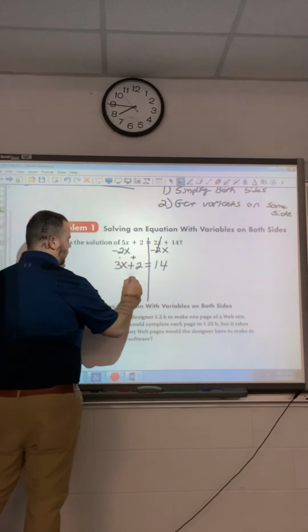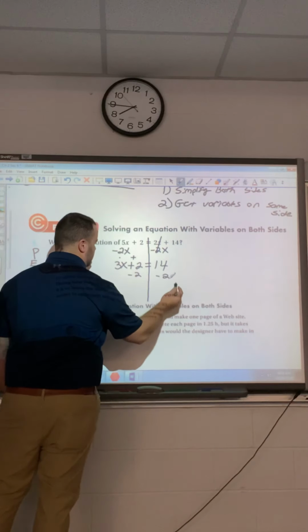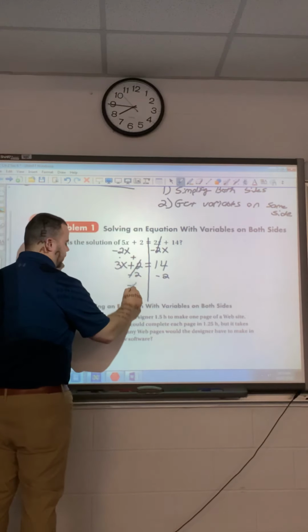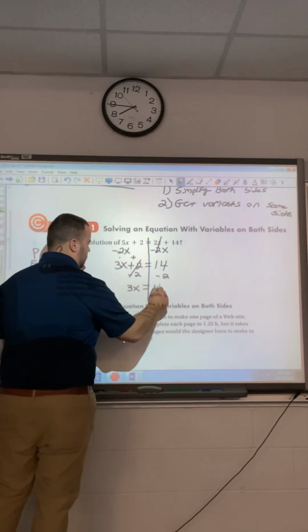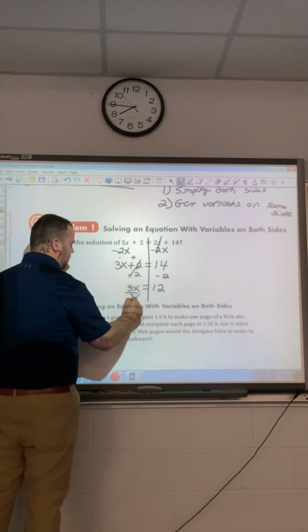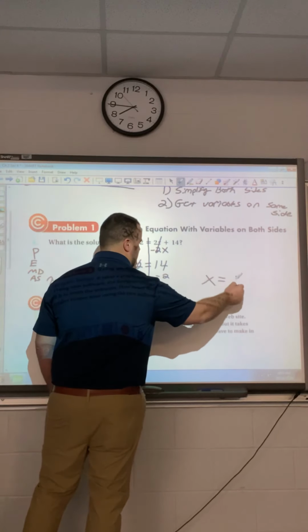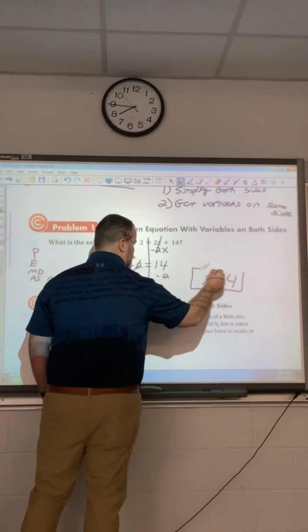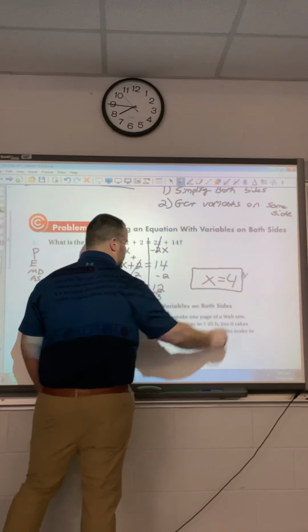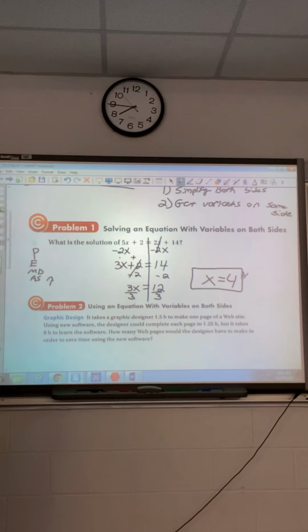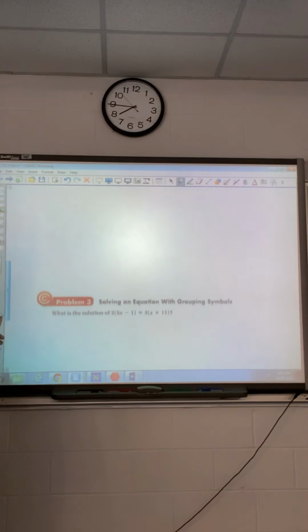So I'm going to subtract 2 from here, subtract 2 from here. So that's gone. That leaves me 3x equals 12. Last step is to divide by 3, divide by 3, and x will equal 4. Good with that? Let's come on down here.